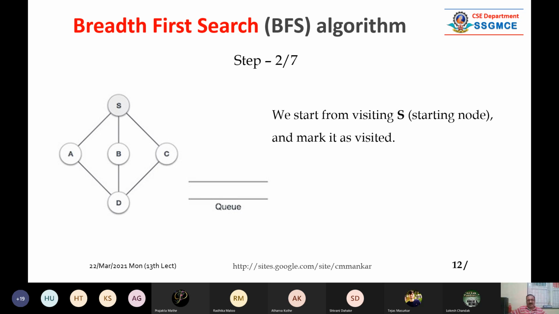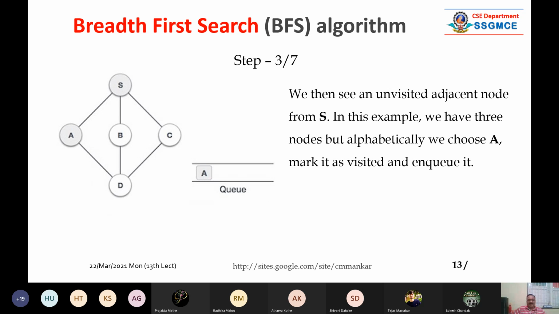So here what we have done, we have marked S with bold. We have darkened it. So we start now visiting S, that is the starting node, and mark it as visited. तो जिसको हम मार्क करते हैं उसको क्यू में डाल देते हैं. Now the queue is still empty, but in step number 3, you will see.